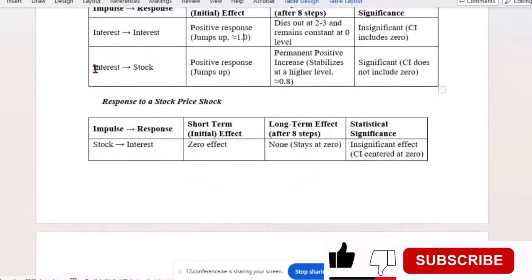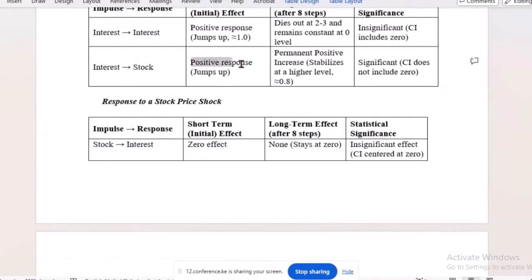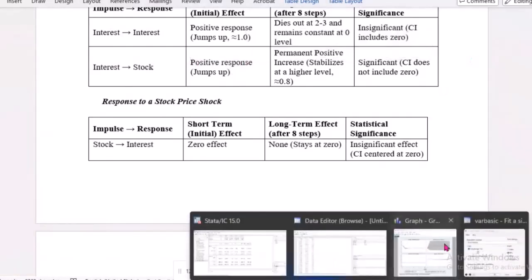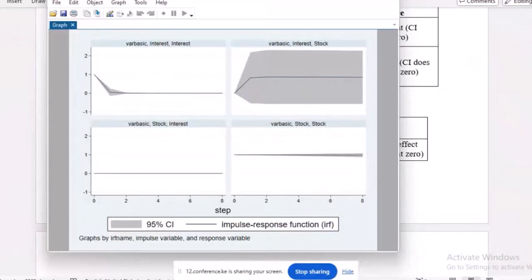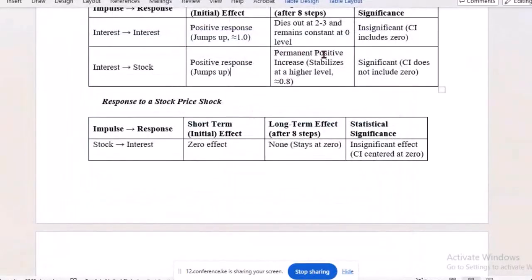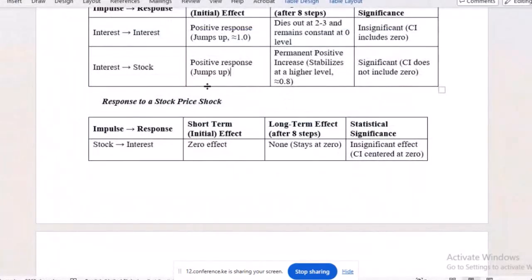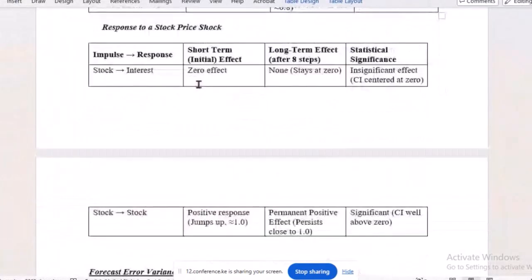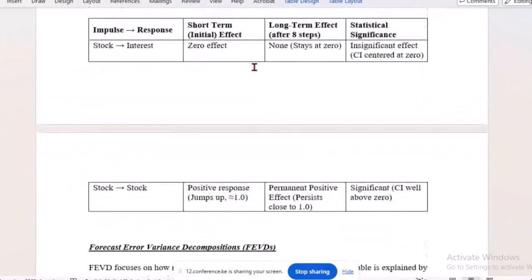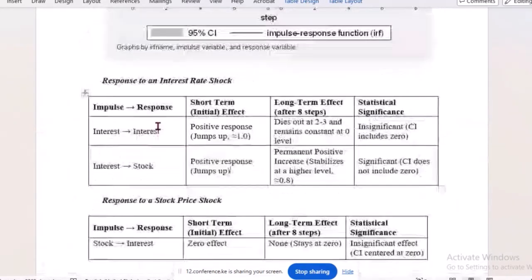And then if we shock interest rate, how do stock prices behave? There is a positive response change. It jumps up, as we have seen, this jump here. And it remains permanent as we approach the long run. It stabilizes at a higher level, and it is significant because this particular confidence interval does not include the 0 level. The same case applies to the response of stock prices to a stock prices shock. So I just explained them there. It's a summary of whatever we have discussed.